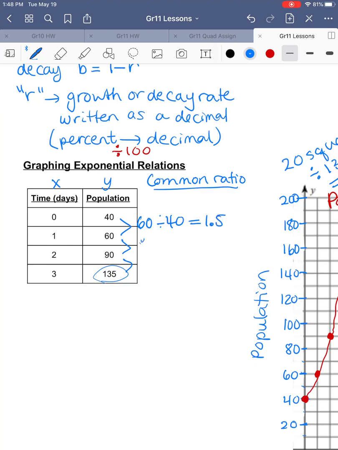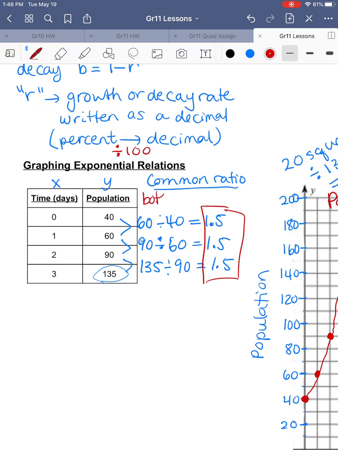So I haven't rounded that or anything. The next one, 90 divided by 60, that is going to give us 1.5. And lastly, 135 divided by 90 gives us 1.5. So this is our common ratio. So from one number to the next, they all have the ratio of 1.5. So this is bottom number divided by top number. And this number actually ends up being our B value. So remember our B value, which is the growth or decay factor. So this is our B.